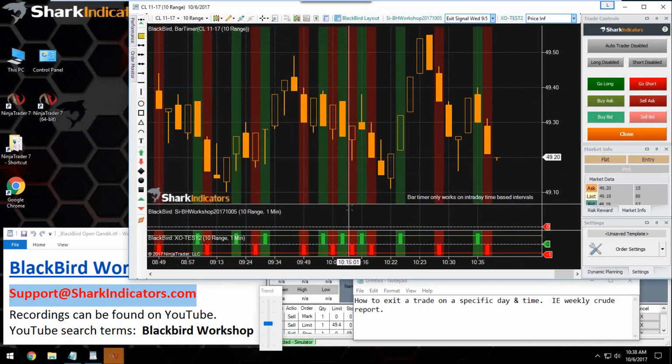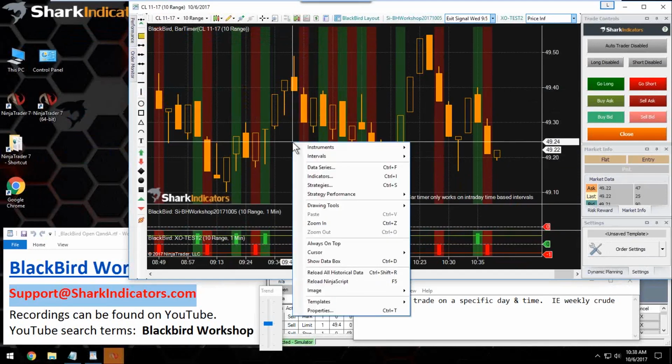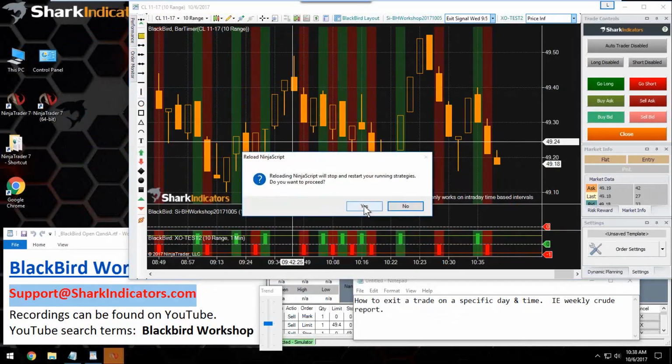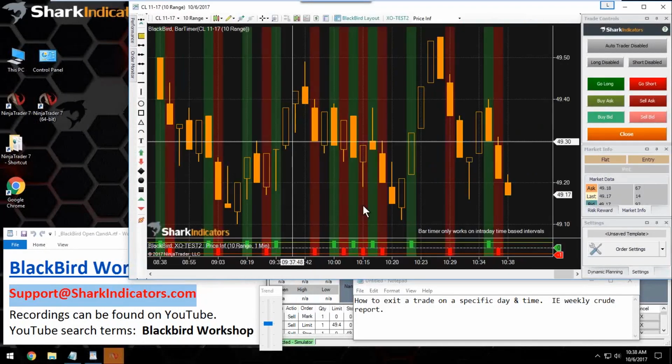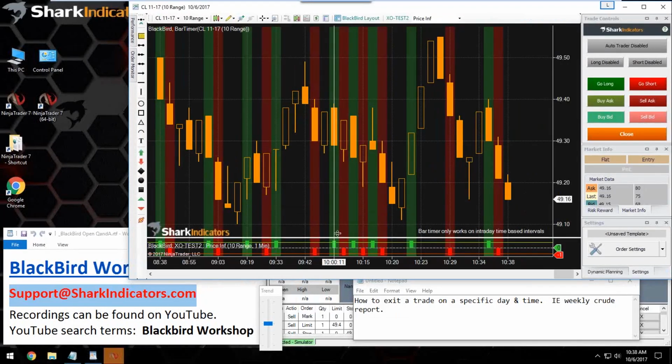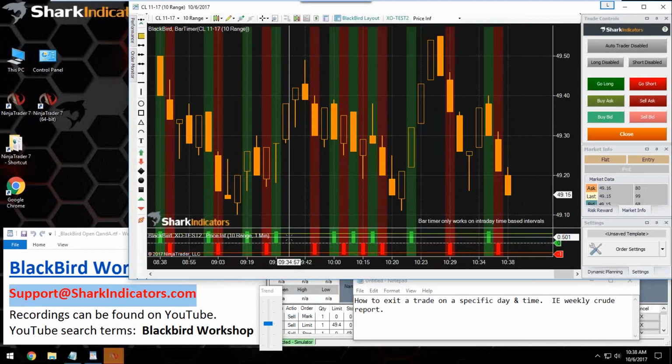And again, if you want to add or remove indicators to your chart, the only way we can do that is to reload the chart again, right? And of course, just make sure that BlackBird's flat before you reload your chart. So let's reload it. And there we go. Now we're just down to the one BloodHound for our entry signals there.